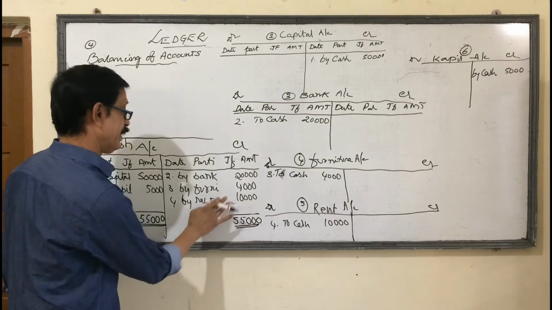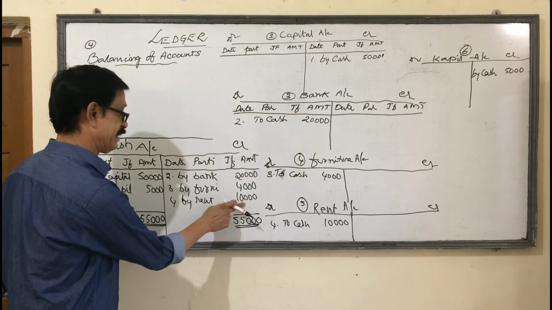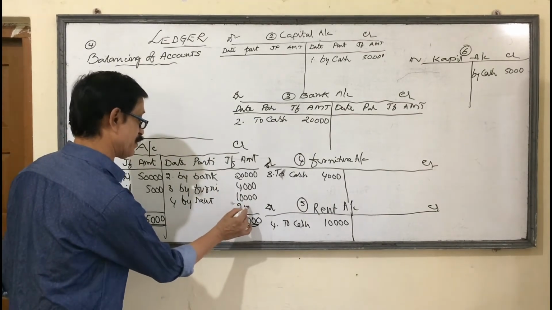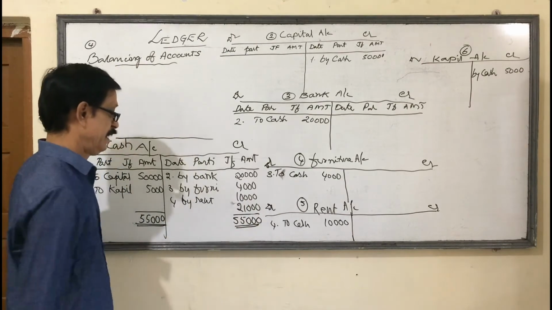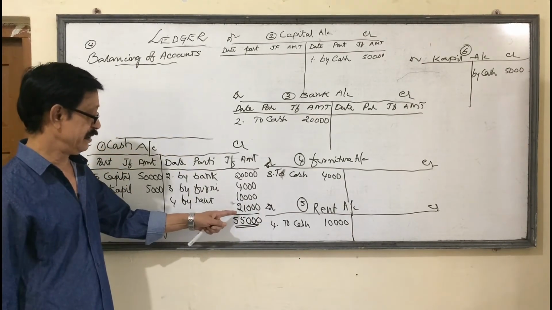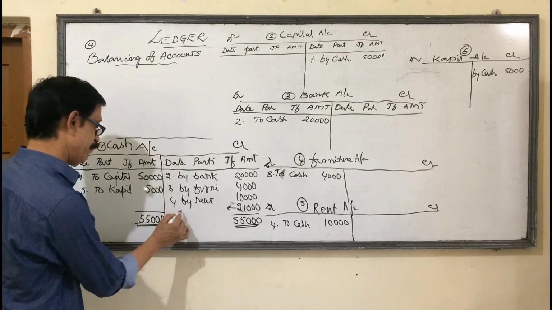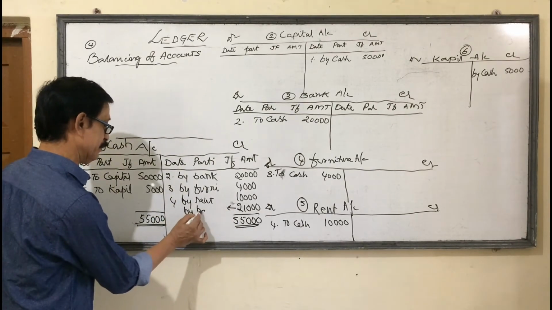Sorry. This is 20,000, 30,000, 34,000. So balance is equal to 21,000. Correct or not? 30, 50, 55,000. This is called balance. By balance carried down.